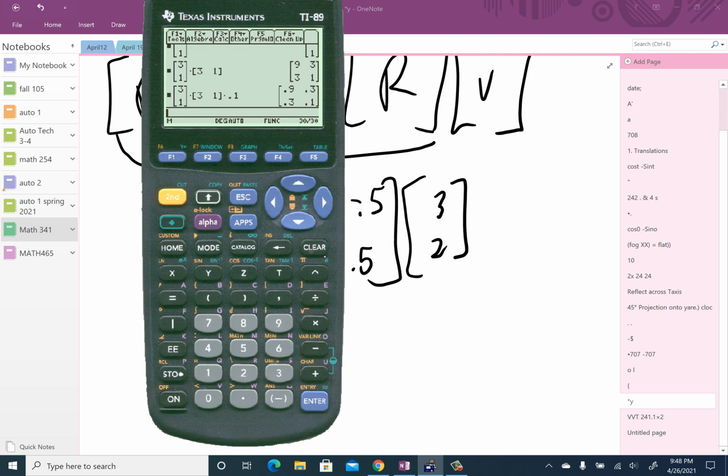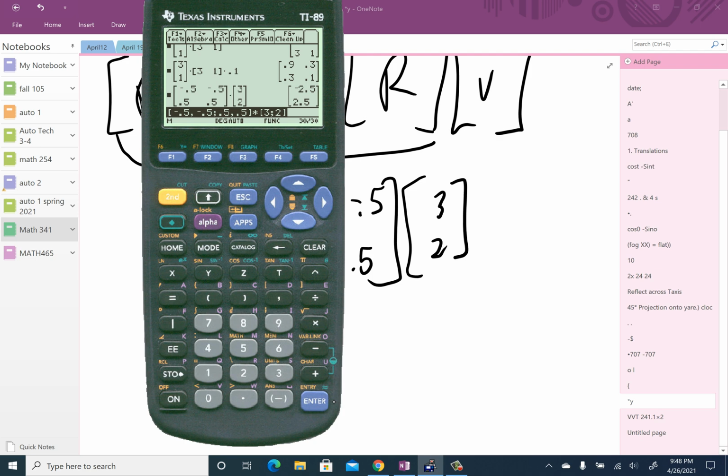So let's check this out. You're going to go negative 0.5, 0.5, negative 0.5, 0.5, times negative 2.5 comma 2.5. That's the gist of it.